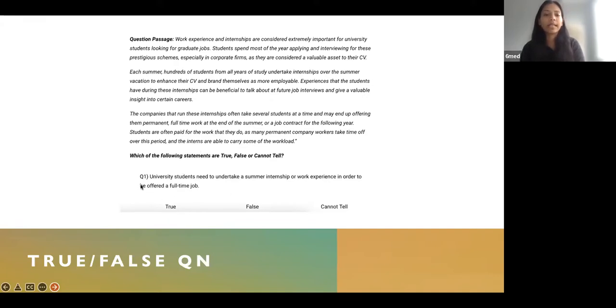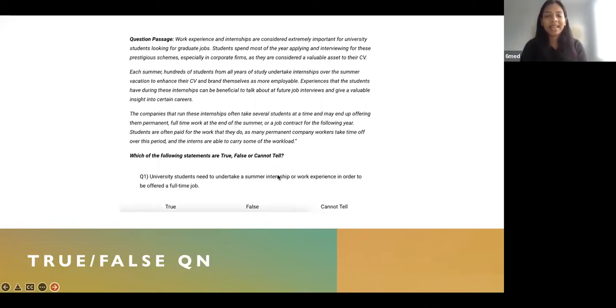one statement. The statement they've given you is: university students need to undertake a summer internship or work experience in order to be offered a full-time job. Is this statement true, false, or cannot tell? Now, if you get a passage like this, even I would be really overwhelmed because there's so much text to cover for just one statement.